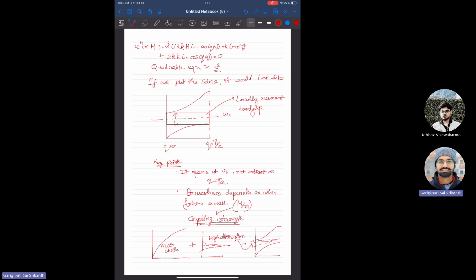Back to our system. I hope the locally resonant band gap has been demystified a bit.